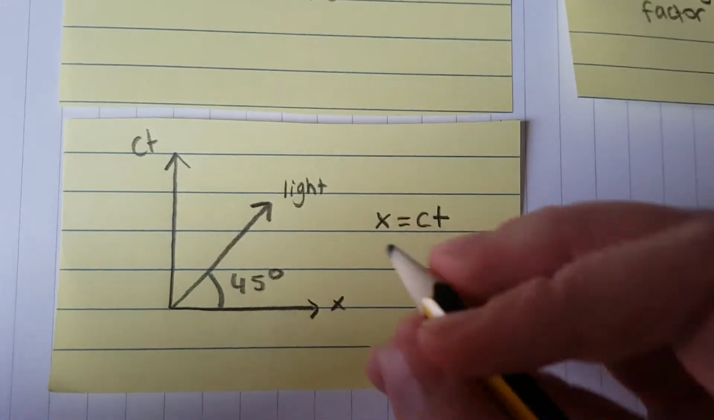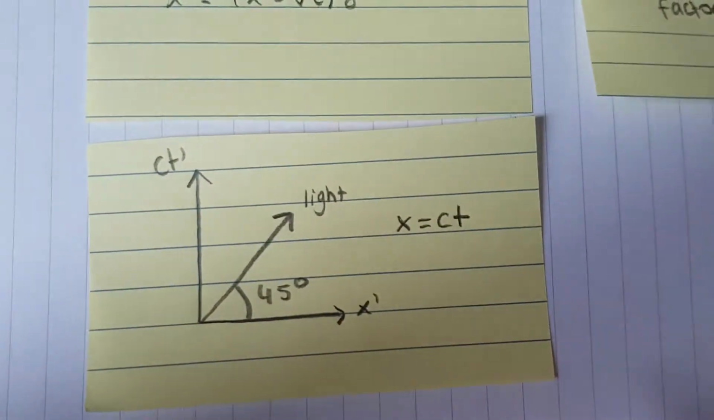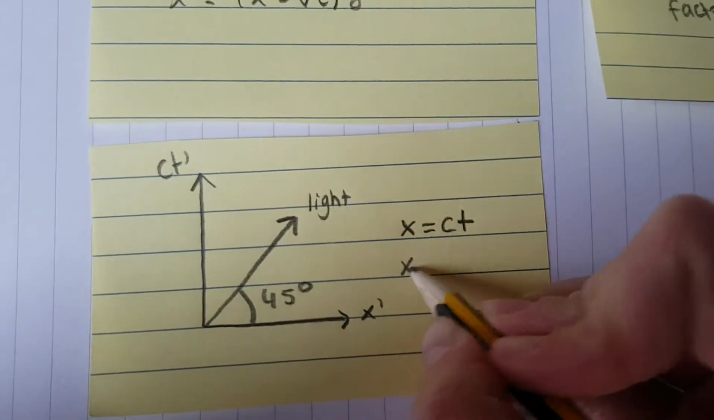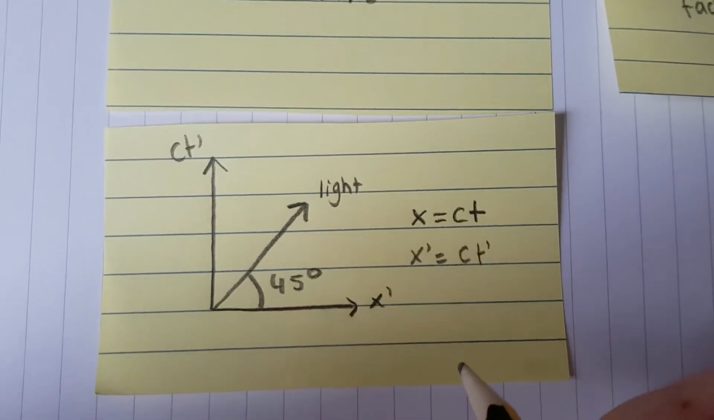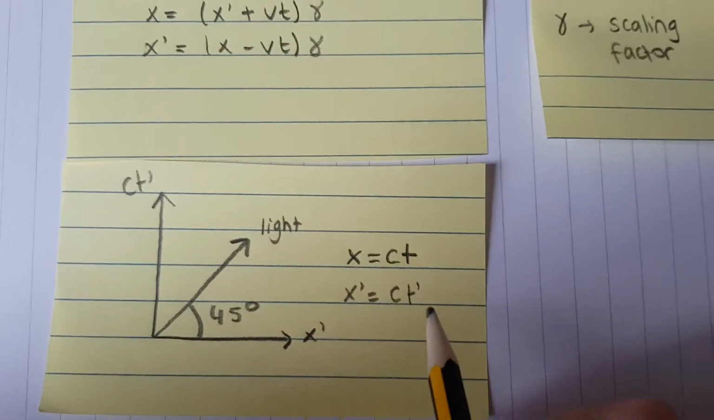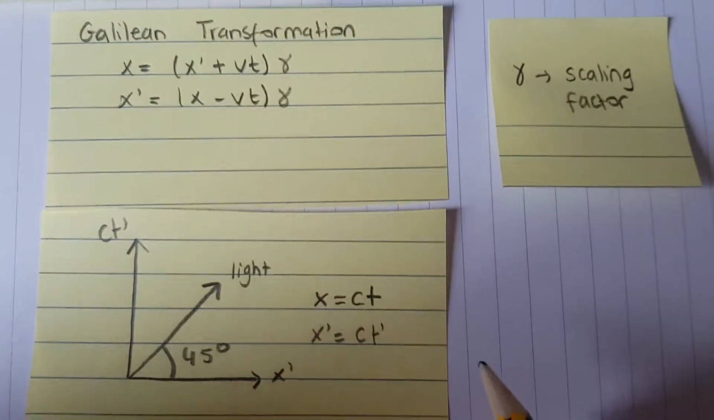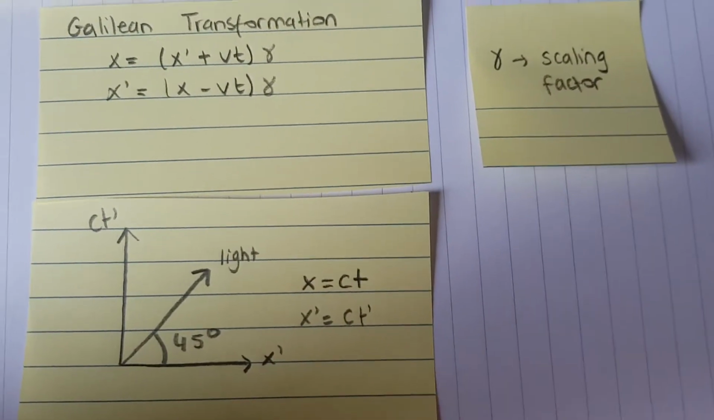The same thing will happen if you have it in a different reference frame. So if that's prime and that's prime, you'll just get a different equation. x prime is equal to ct prime, because it's the same line over there. So you need to know that and this. We're going to put them together now to prove the equation.